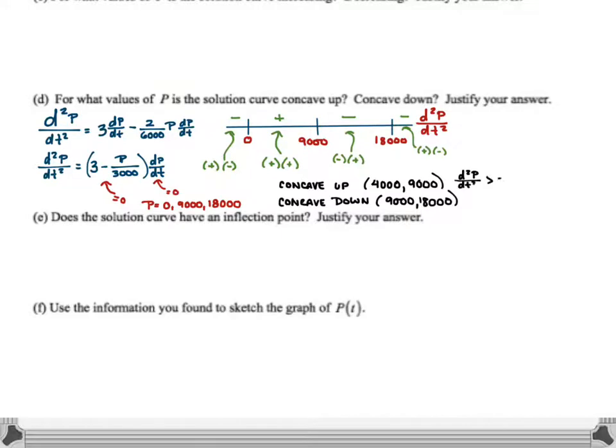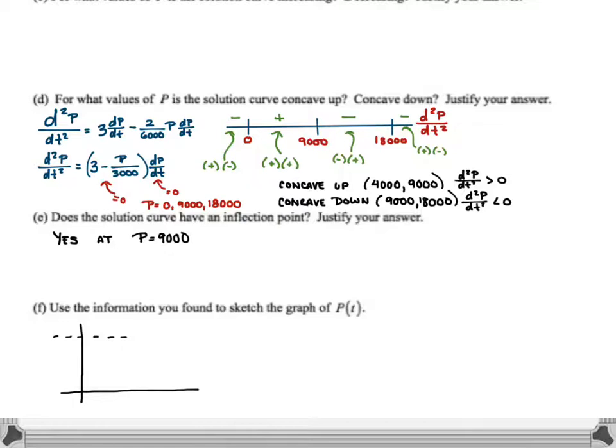Does a solution curve have an inflection point? Justify your answer. Yes, it does, at p equals 9,000. And I didn't justify there, but you would want to say the second derivative changes from positive to negative at 9,000.